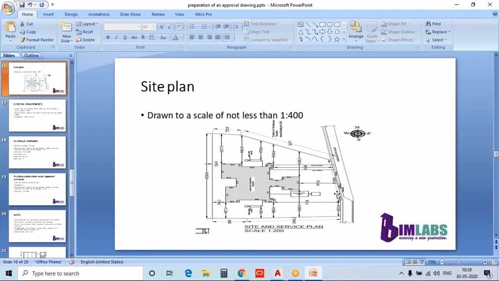Then you have to mention the plot dimensions, then the front and neighboring streets and the name of those streets, its width, and if any existing buildings are there, you have to mention that. And you have to also draw the position of the septic tank and the rainwater harvesting on the site plan, which we'll discuss later.